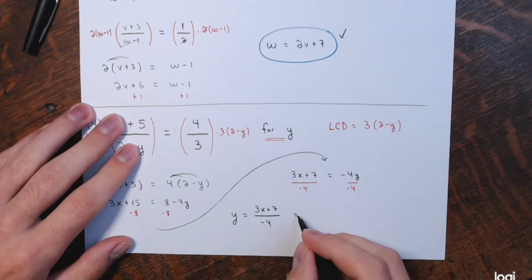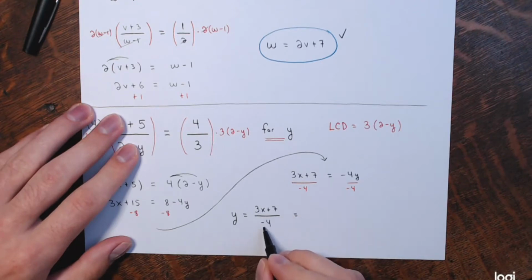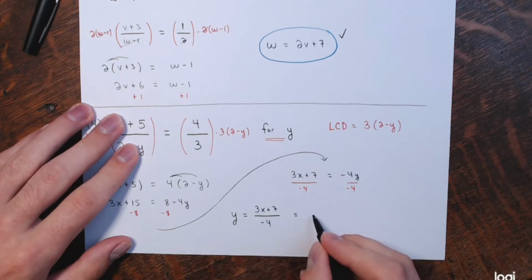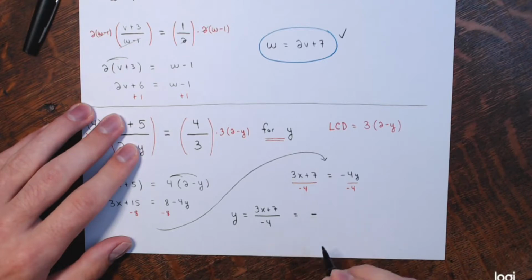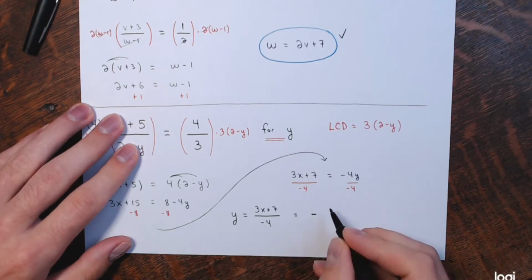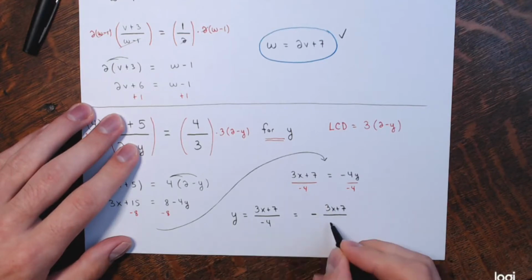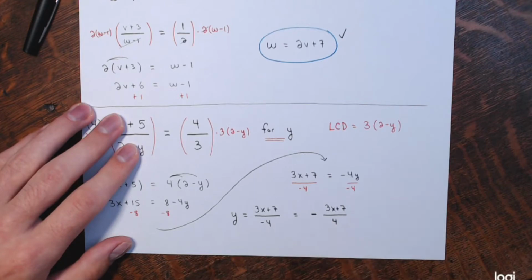But you could also, since one of these has a factor of negative 1, pull that minus out front. Put the negative 1 out in front of the fraction, and then you'd have 3x plus 7 in the numerator still, and pulling that negative 1 out front gives you just 4 in the denominator. Same thing there.